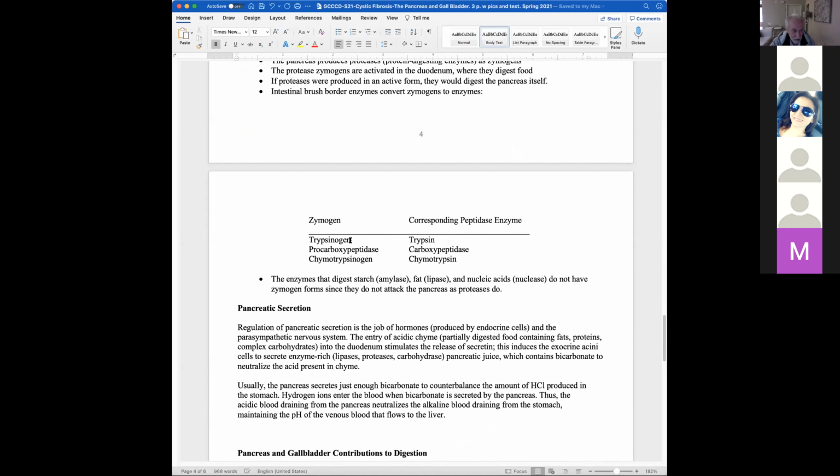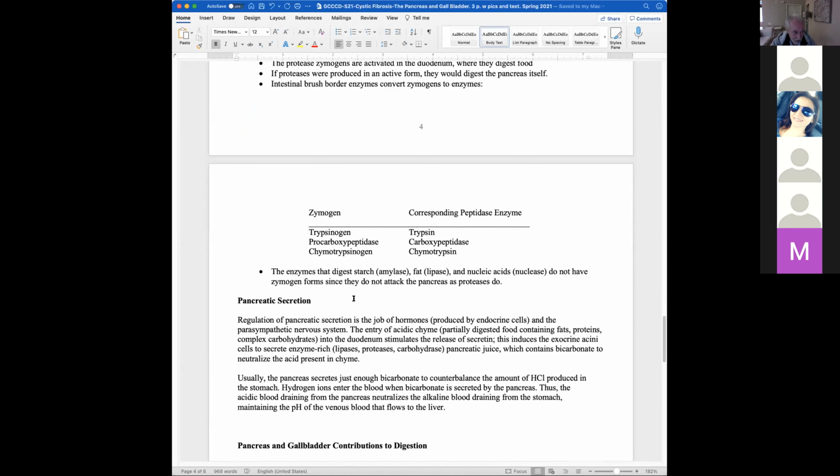So here are some examples of zymogens which are inactive. Trypsinogen is converted to trypsin, which is a main protease. Pro-carboxypeptidase to carboxypeptidase, and chymotrypsinogen to chymotrypsin. These are all enzymes involved in digesting proteins. And as I said, the remainder of the enzymes do not have zymogen forms.